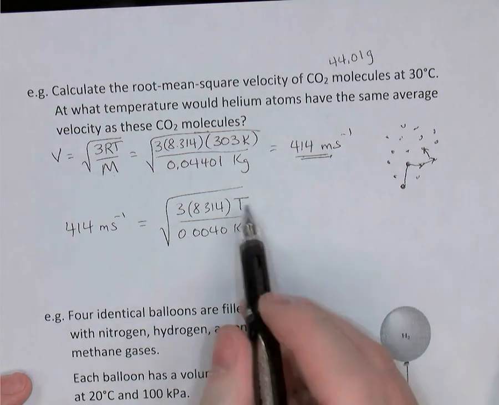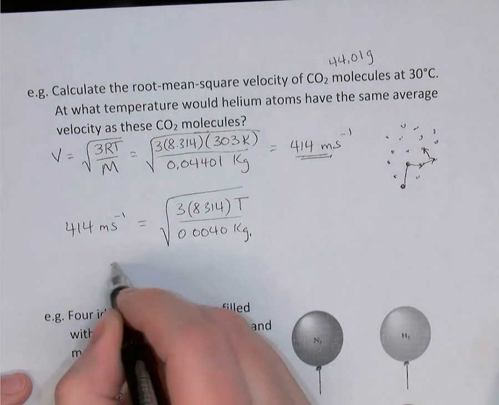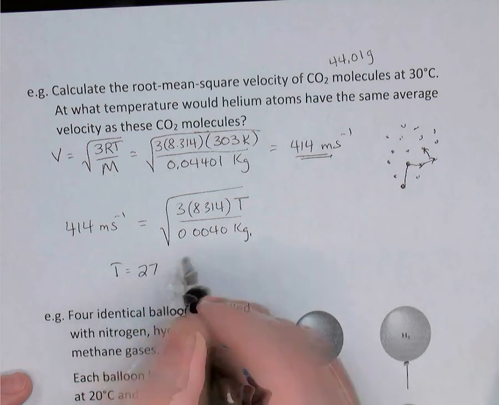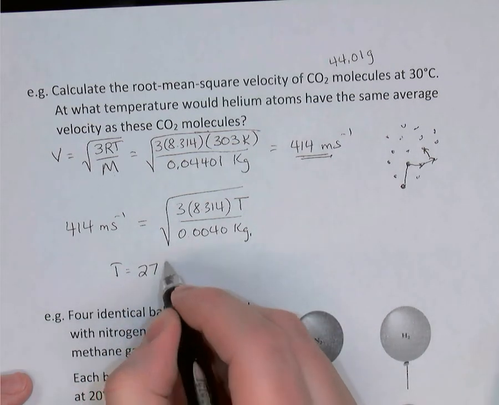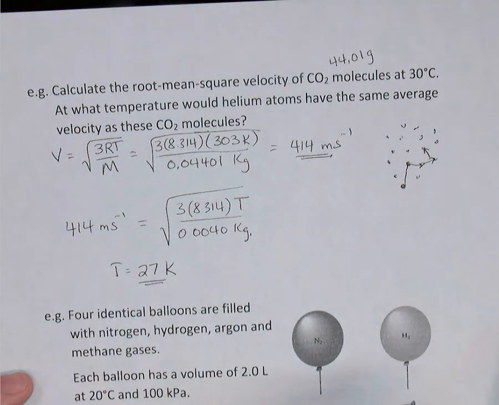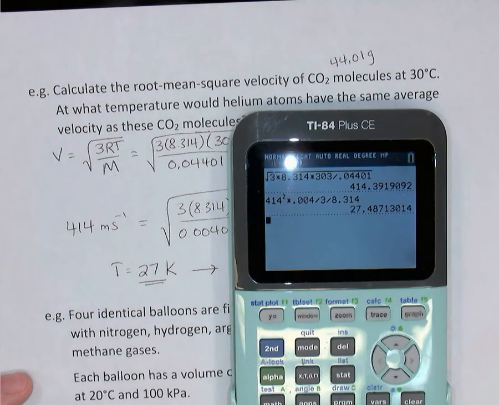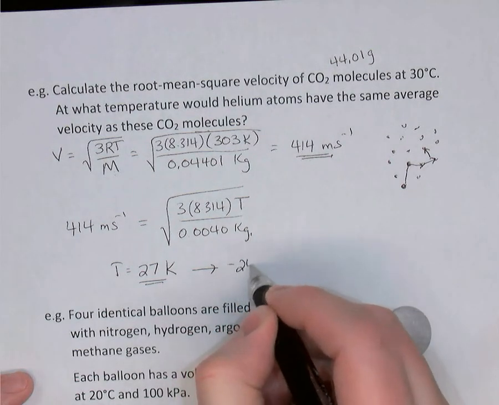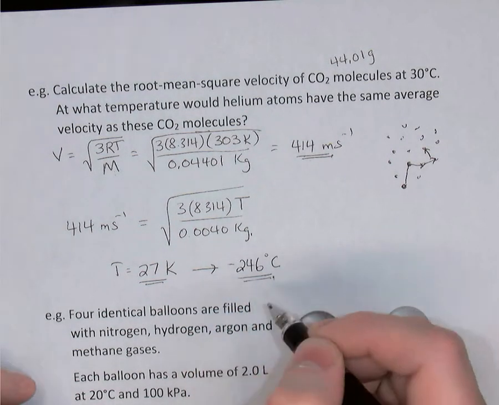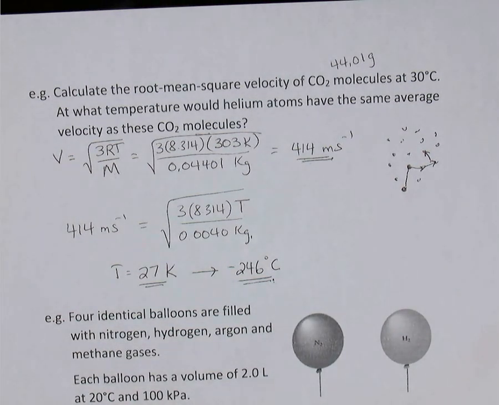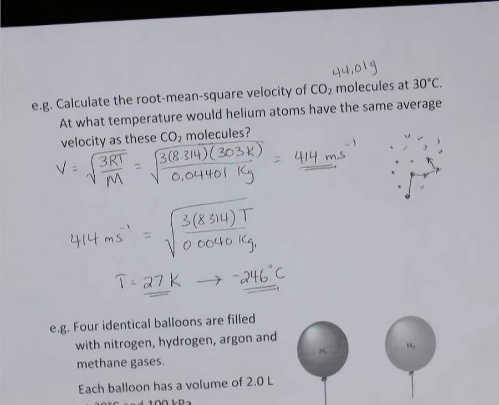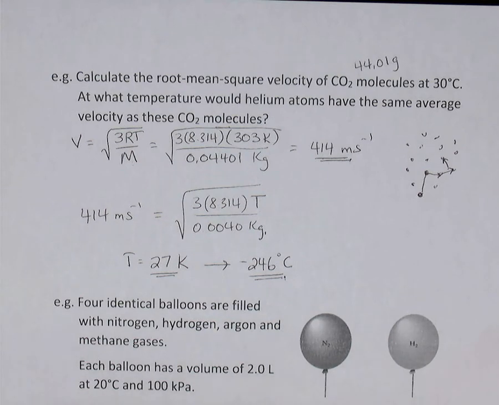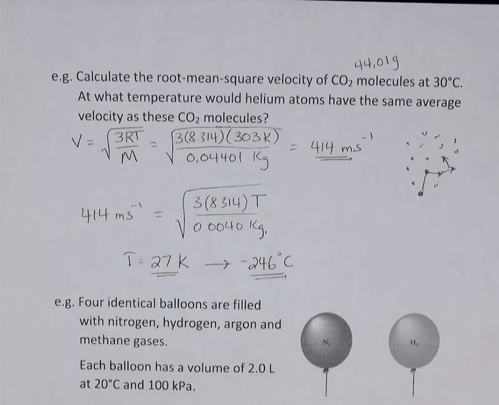And I get 27.5, I'll keep 2 significant digits, 27 Kelvin, a very low temperature. Subtracting 273, 27 minus 273, we get negative 246 degrees Celsius. So at this very, very low temperature, the helium atoms have the same average speed as carbon dioxide molecules moving at 30 degrees Celsius. The reason for that, of course, is that helium's molar mass is much, much smaller than the carbon dioxide's molar mass.